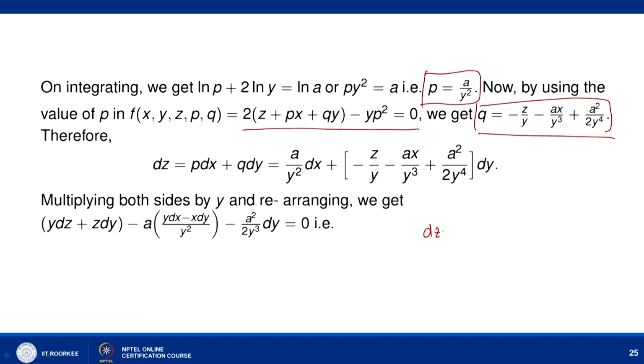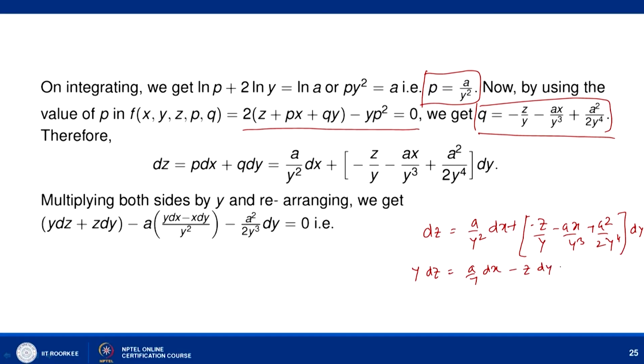Now let us solve this. dz equal to a by y square dx plus, now within bracket, minus z by y minus ax upon y cube plus a square upon 2y^4, dy. Now here you can simply take out y and write y dz. So y dz is equal to a by y dx minus z dy minus ax upon y square dy plus a square upon 2y cube dy.